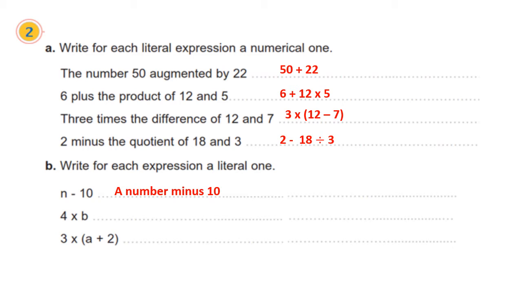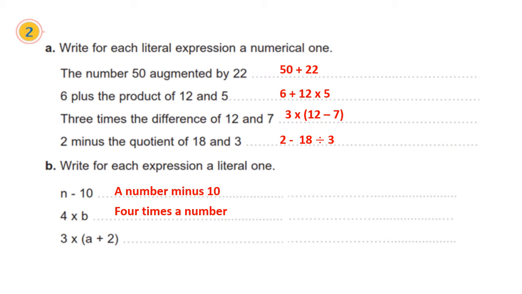The second one is 4 times b. As I told you, there are many ways to write it. I wrote the easiest one, which is 4 times a number. You can say 4 is multiplied by b, or the multiplication of 4 and b, or the product of 4 and b. So you can use a lot of terms that indicate the operation.